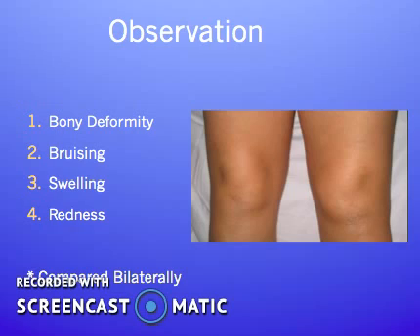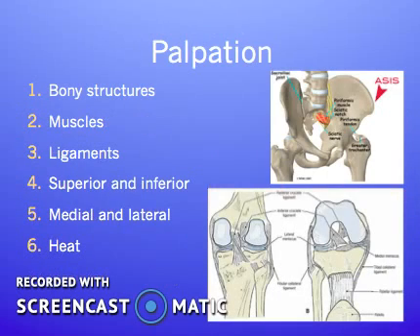Observation: looking again at bony deformity, bruising, swelling, redness, compared bilaterally, can give a lot of clues into what's going on and what structure is just not working the way it should, for lack of a better term. Palpation: looking at bony structures, muscles, ligaments, superior and inferior. So looking at what lies above and below that area. For instance, if an athlete complains of pain on her lateral malleolus, I'm going to be feeling up that fibula, medial and lateral, looking at what is on either side of it that can contribute to it, and then feeling for heat.